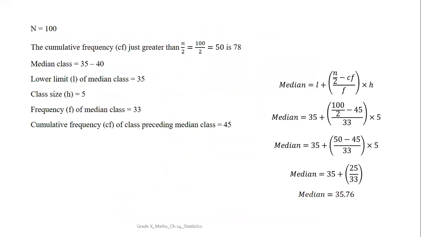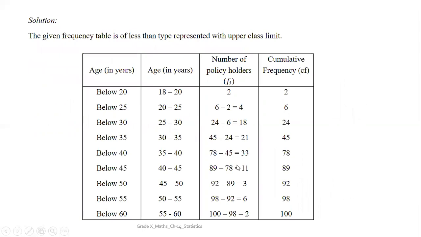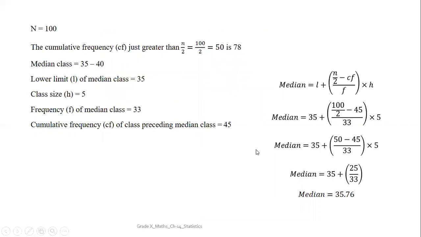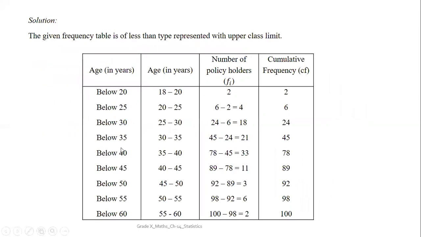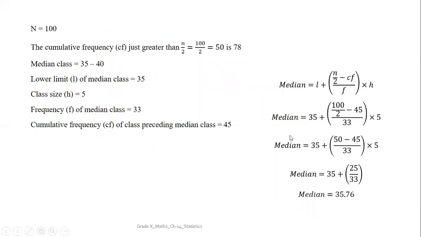So the lower limit of the median class is 35, class size is 5. Frequency of the median class is 33. And now, the cumulative frequency of the class preceding the median class. Median class is 35 to 40. Preceding that is 30 to 35. Cumulative frequency of that is 45. So that would be our CF.